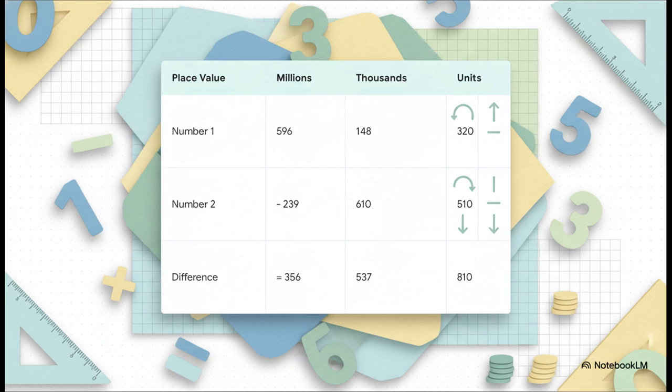0 minus 0 is 0, 2 minus 1 is 1, and hey, when the top digit is smaller than the bottom digit, just remember to borrow and regroup carefully. By following the place value columns all the way down, we confidently get our difference, 356,537,810. You've totally got this.